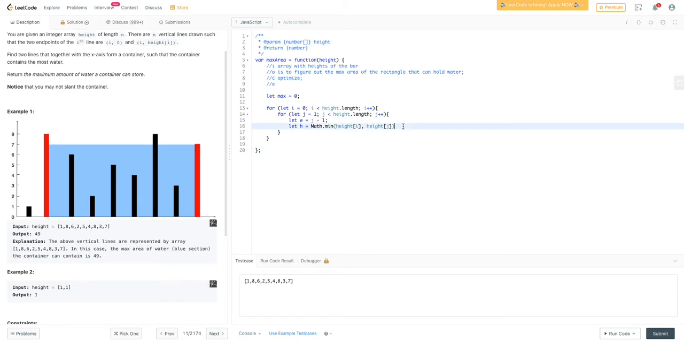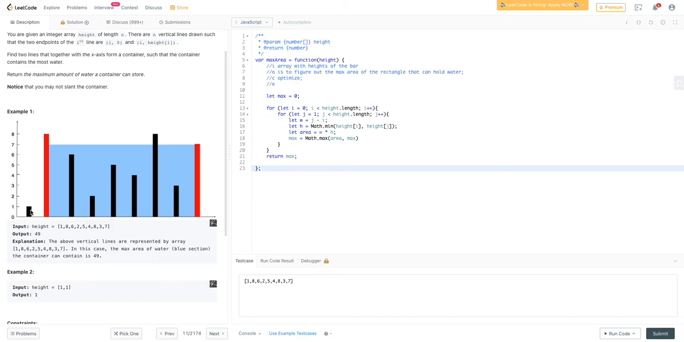And then our area equals width times height. Then our max would be Math.max, so you would just compare the area with the max itself. And at the end, we would just return the max, right? So in this, what we're doing is computing what our width is, that's the difference between the index of two bars, and comparing the heights. So basically one bar versus another.